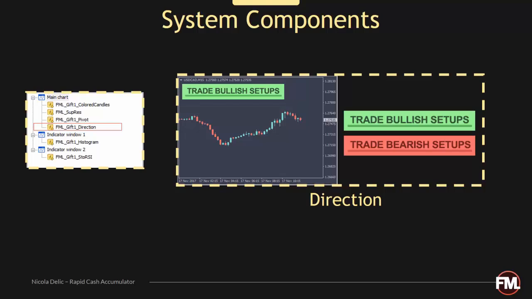The next part is the direction indicator. Our direction indicator is similar to our colored candles, but we are looking at the 4-hour trend. We are using the higher time frames to base our potential trend idea. If the trend is up, it will tell you to trade bullish setups only. And if the trend is down on the 4-hour time frame, it will tell you to trade bearish setups only.